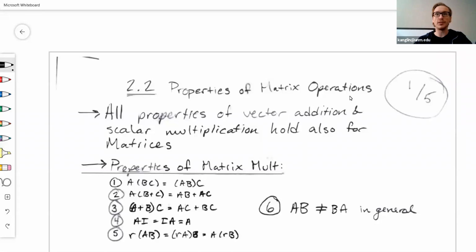We're going to see why we spend so much time on matrices when what we're really studying in a linear algebra class is systems of linear equations. So let's get started here.